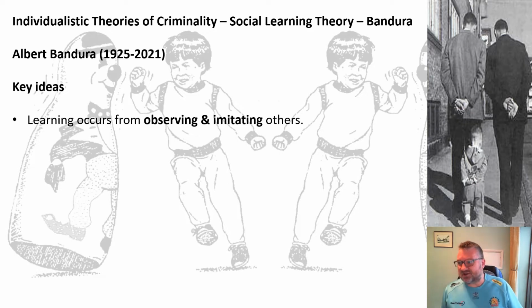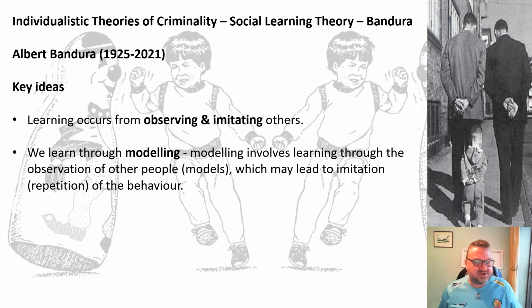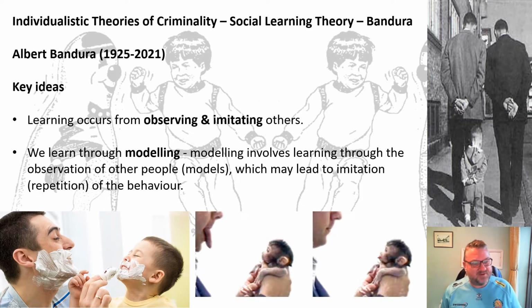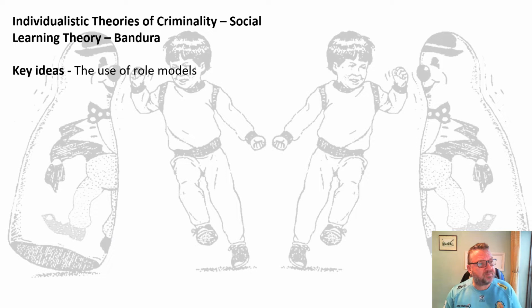There's a classic example of a child imitating the people walking in front. So we learn through modelling. Modelling involves learning by watching other people who are the models, and we then imitate them, and so we repeat their behaviour. Just as this boy is repeating his dad shaving, learning to shave, or this monkey watches the man stick his tongue out and then copies by sticking the tongue out. So monkey see, monkey do. And this all then links down to role models.